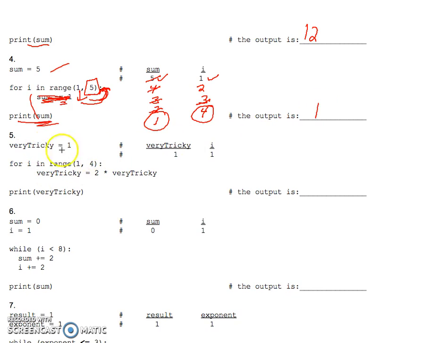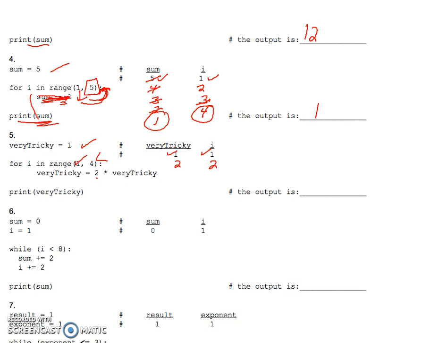In this code segment, very tricky is 1. Good, we've already recorded that. I starts at 1. Good. We go through the loop. 2 times very tricky, 2 times this 1 yields a 2. The 2 plugs in for very tricky. We go back up to the top of the loop. I goes up to 2. Be careful here.